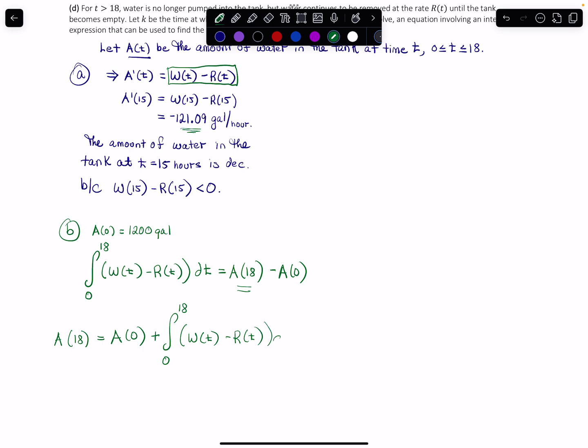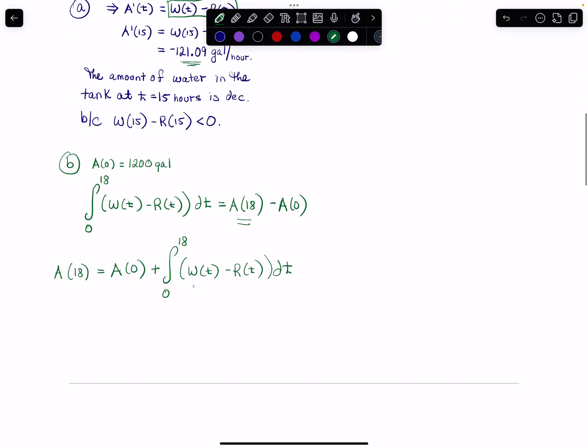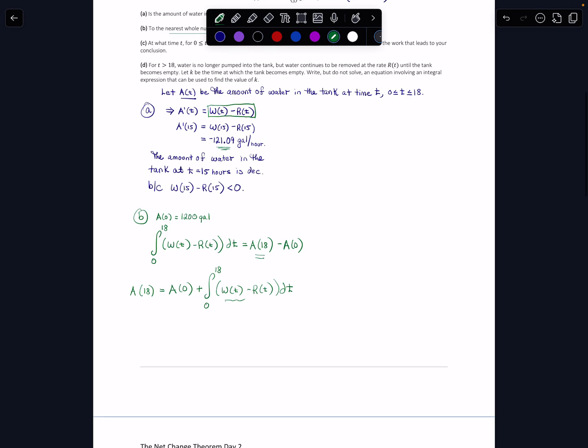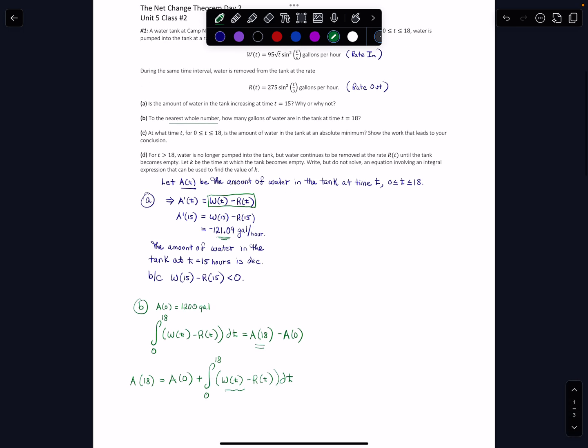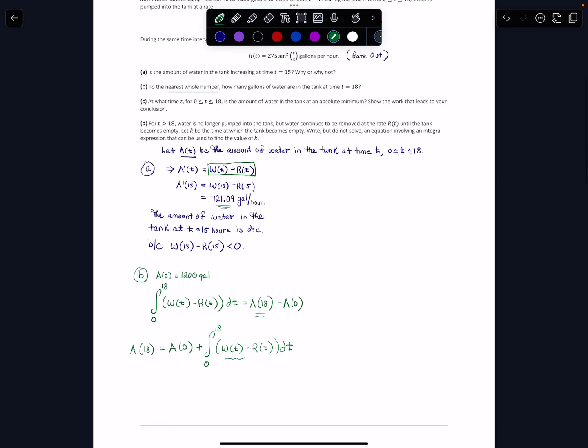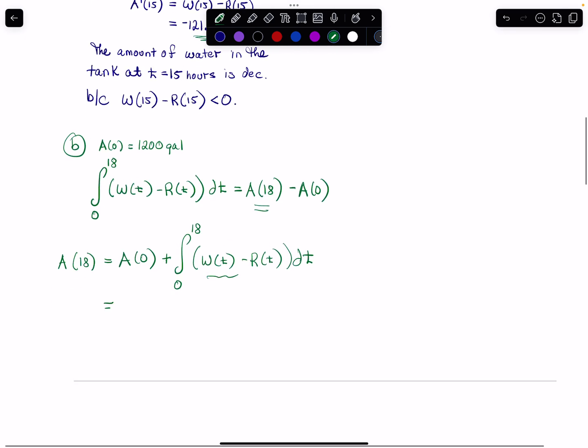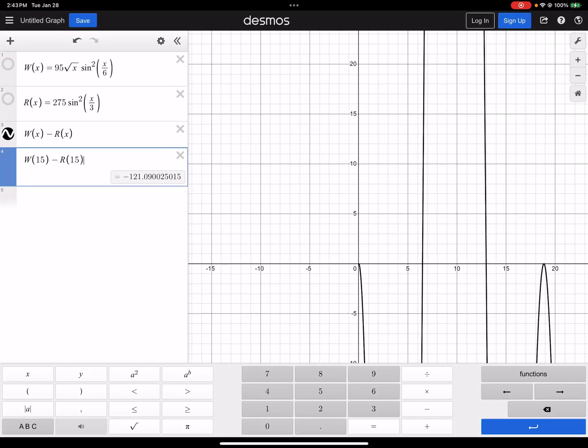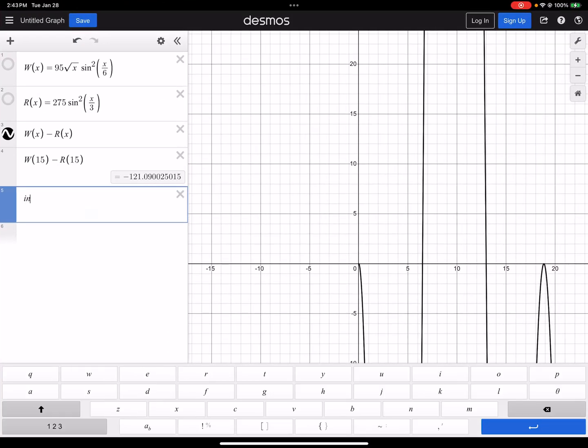Okay, so I'm right. Notice I did not write the expressions for W of t and R of t again. I just wrote their names because I'm not doing this by hand. There's no point in writing all that. It's a waste of time. So this is 1,200 plus, and this integral I'm going to put in my calculator. Since I defined W and R of t, I can use that here to help me. So I'm going to type in the word int. I'm going to put my limits of integration.